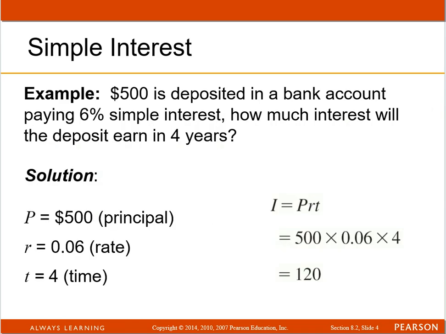So as an example, $500 deposited into a bank account paying 6% simple interest. How much interest will the deposit earn in 4 years? And so here is the simple interest formula. And you can see that 500 is the principal, 0.06 is your interest rate, and it's for 4 years. And then you just multiply all that together, and your $500 will earn $120.